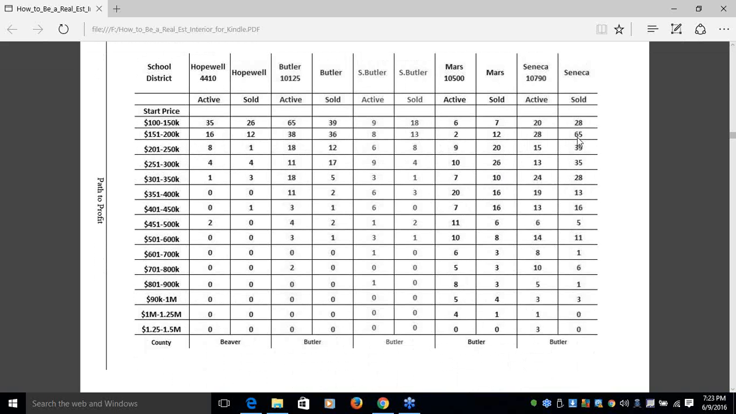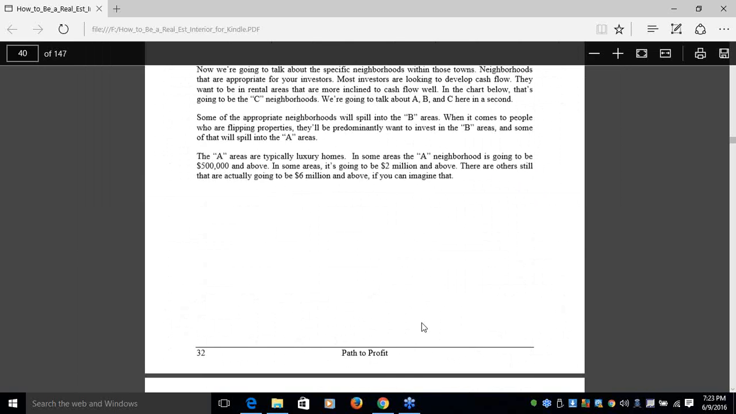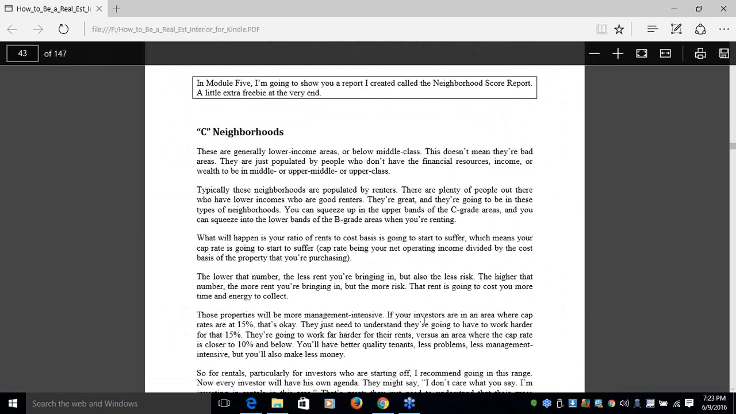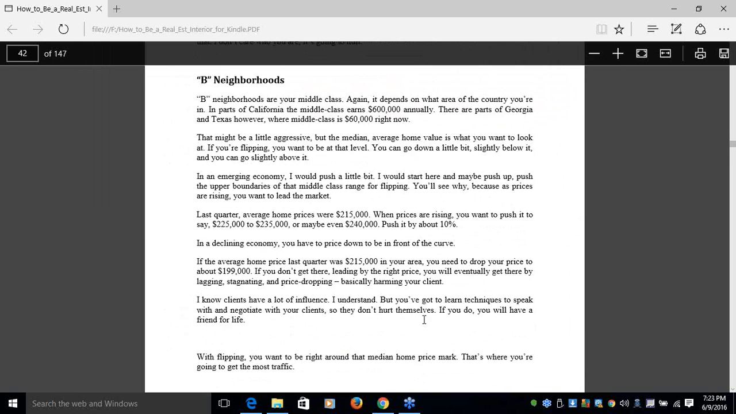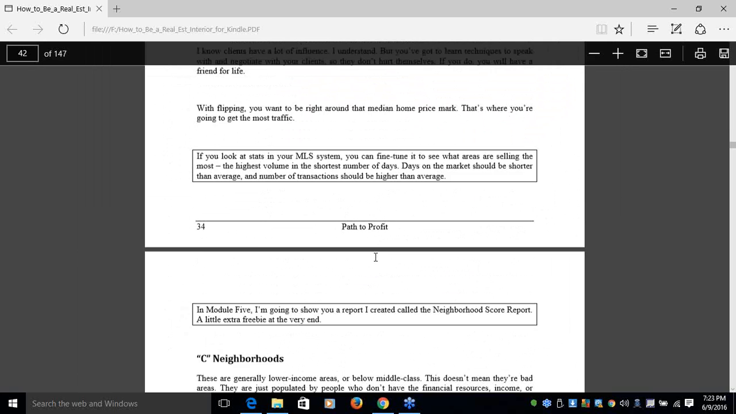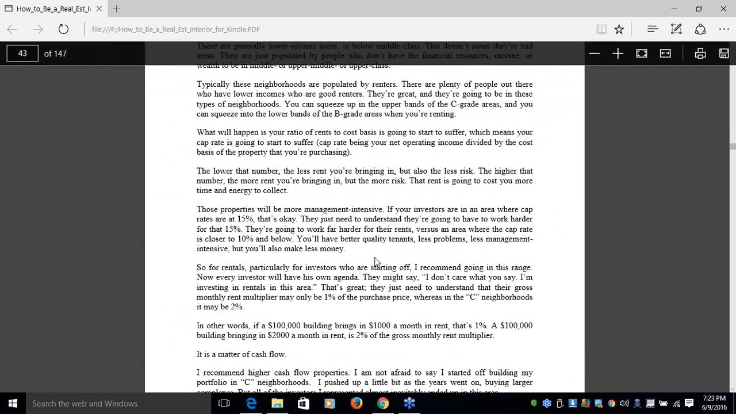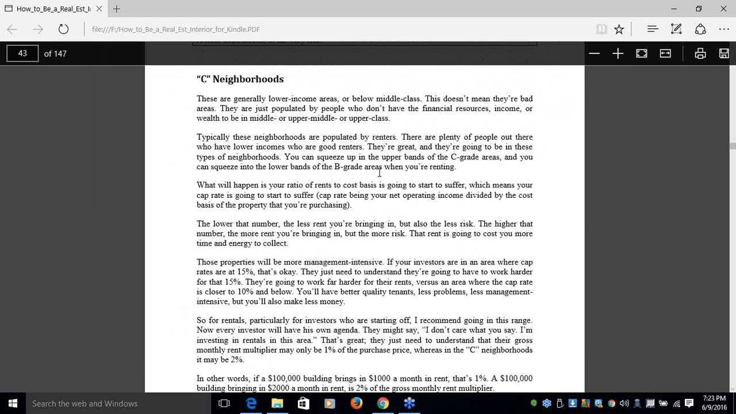Okay. In this case, it was Seneca Valley, which is north of Pittsburgh. 150 to 300 is the sweet spot for flipping. So that's what I'm describing down here, guys. I just want to demonstrate that to you so you see what I'm talking about. That's why you flip in this range here, the B areas. In the C areas, this is where you want to buy rentals typically.